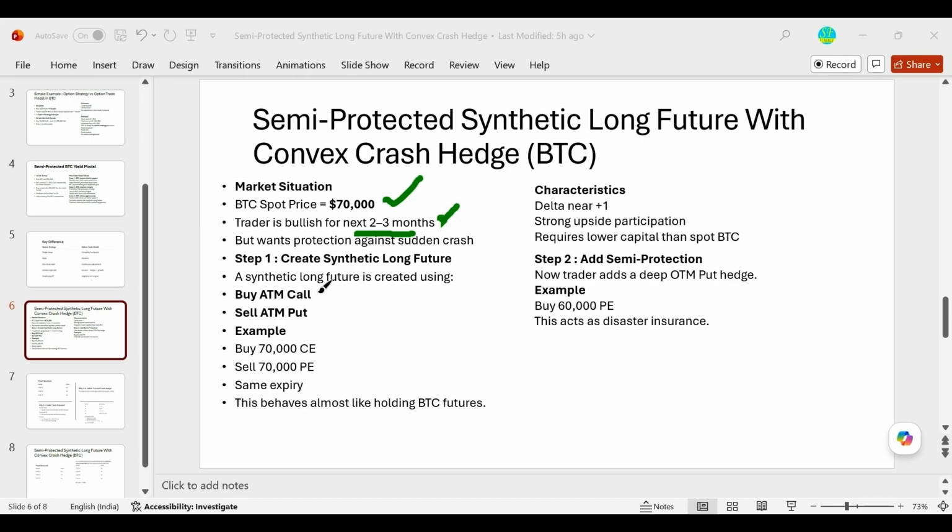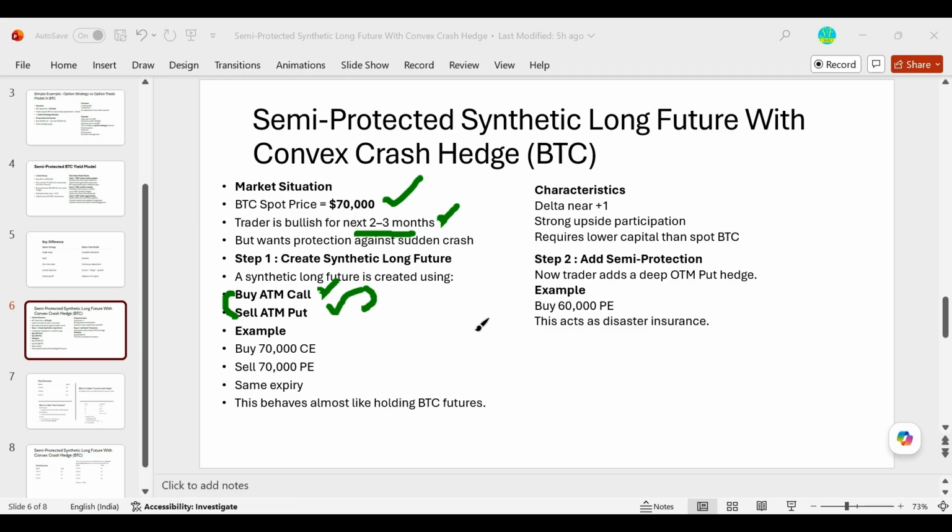You buy an ATM call and sell an ATM put. This is your first step of initiating. So this is a synthetic long future. But what happens if the market falls afterwards? Your put will be losing, and your call will be losing too, so in both cases you will be losing. So it is only called a synthetic long future when you are 100% confident that after initiating, the price will never fall. That is the kind of time many traders initiate this.